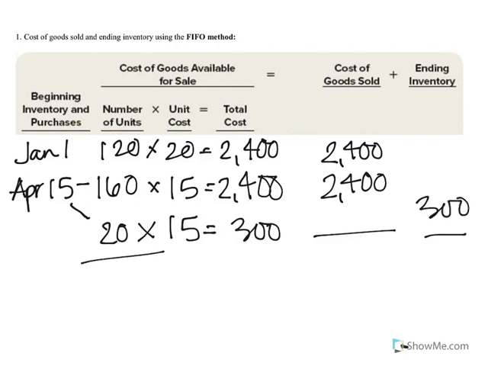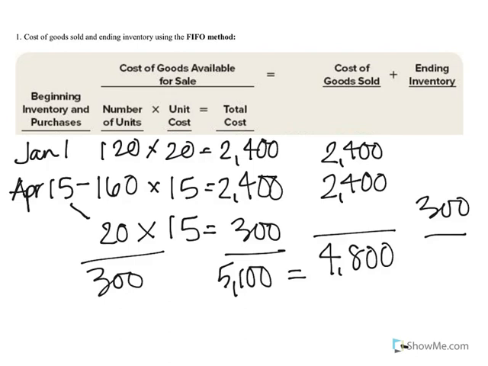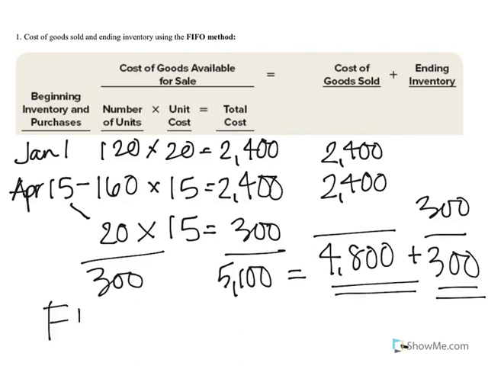So total, we had 300 units. We had a total of $5,100 spent on the inventory. The cost of goods sold is $4,800. I got that by taking $2,400 plus $2,400. And our ending inventory is $300. This is the FIFO method. We have a cost of goods sold of $4,800 and an ending inventory of $300.